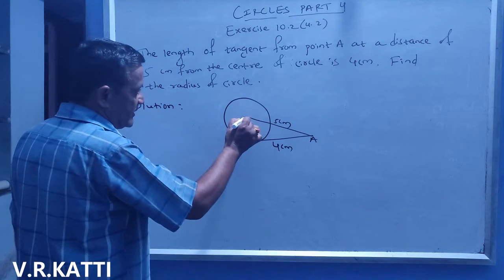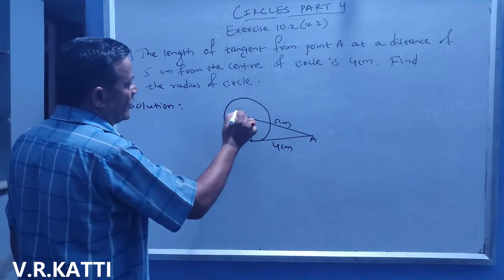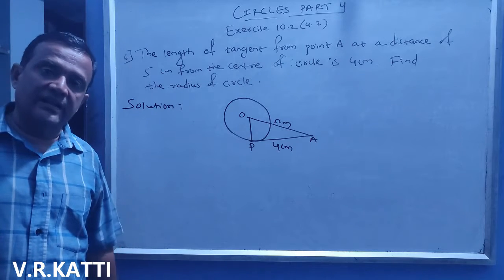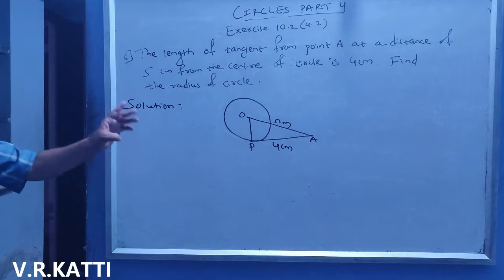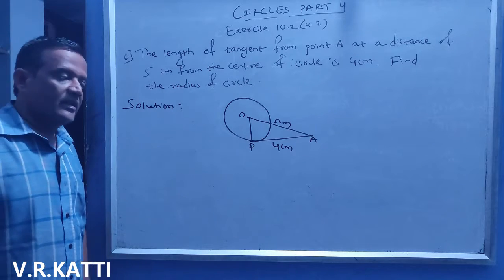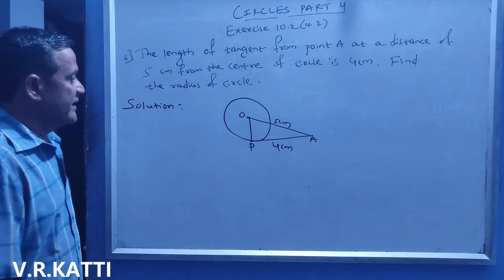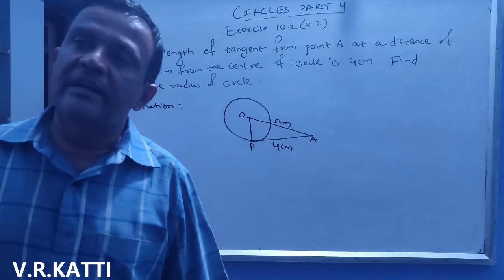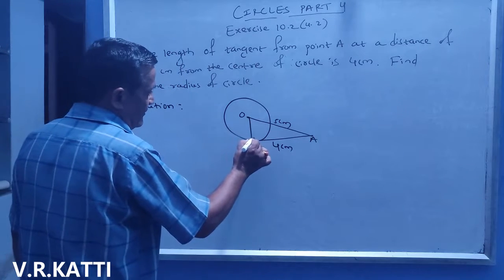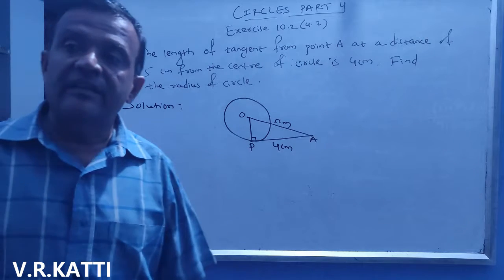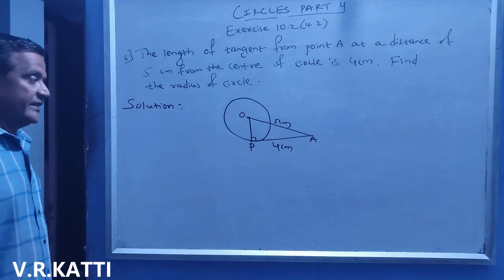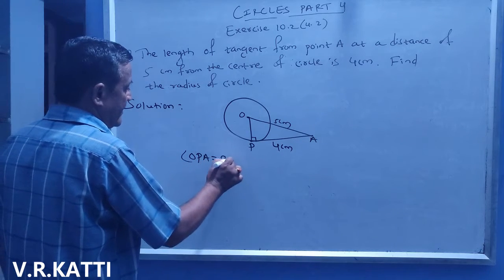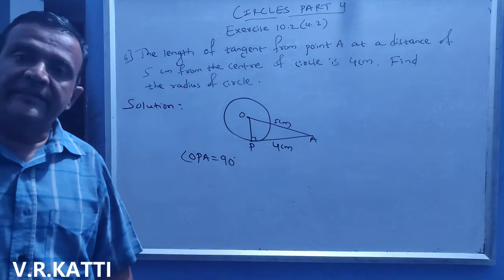Let the center be O and the point of contact be P. We have to find the radius of the circle, which is OP. Students, let us find this radius. You know that the radius and the tangent are perpendicular at the point of contact. So angle OPA is 90 degrees.